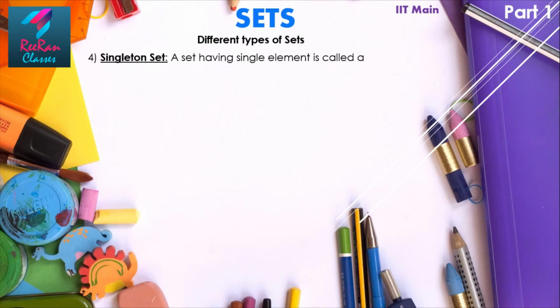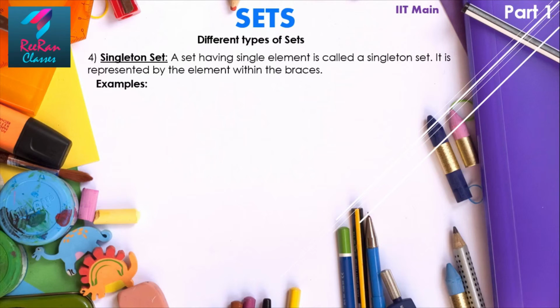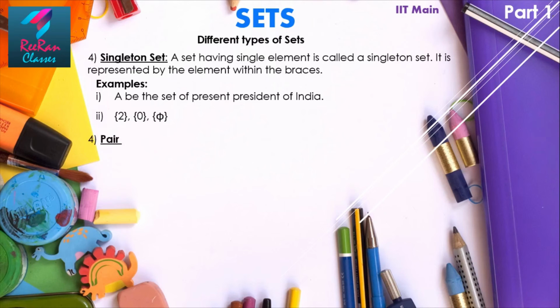Fourth set is singleton set. A set having a single element is called a singleton set. It is represented by the element within the braces. For example, A be the set of President of India. Here we can say at once we have only one President of India. Therefore this is a singleton set because it contains only one element. Another one is {2} or {0} or {5}, which is also a singleton set because it also contains one element.